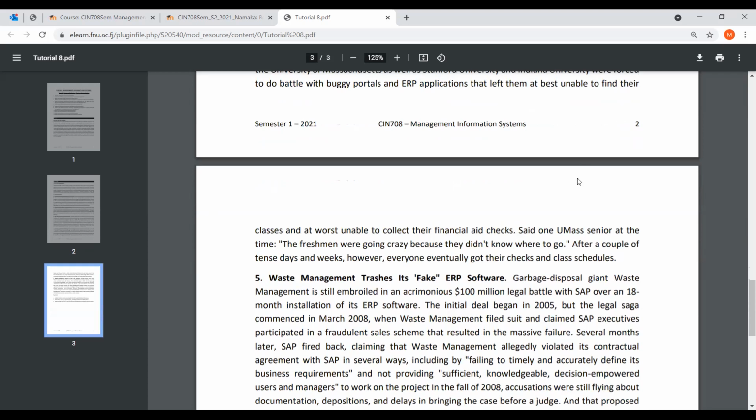Said one University Mass senior at the time, the freshmen were going crazy because they didn't know where to go. After a couple of tense days and weeks, however, everyone eventually got their checks and class schedules.